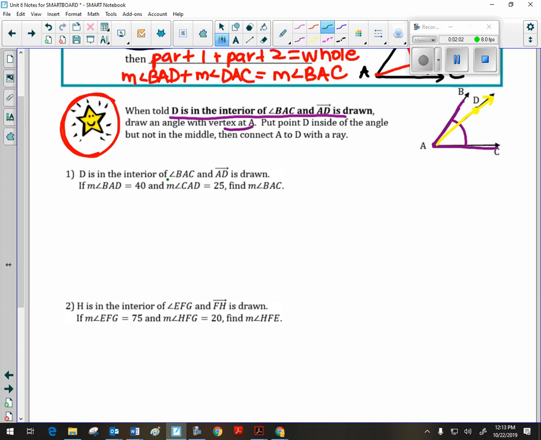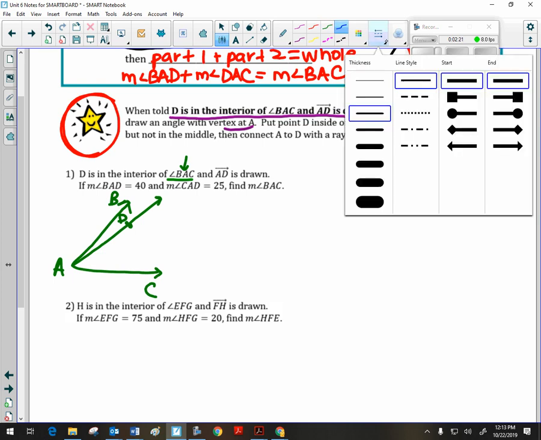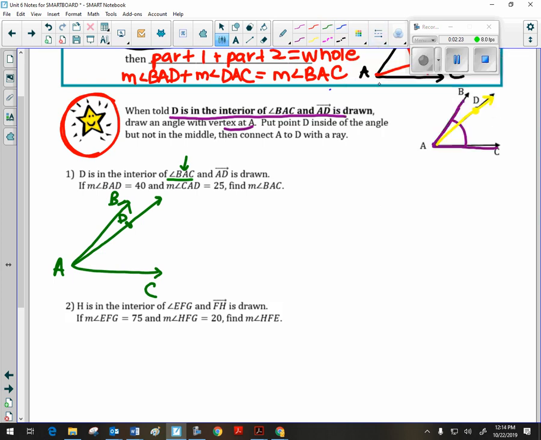D is in the interior of this angle, so I'm going to draw this angle BAC. The vertex is always the middle letter, and point D sits somewhere inside this angle. I'll put it here. And I'm drawing a ray from A to D and keep on going. And what they tell me in this particular question is that angle BAD, that's this angle, is 40 degrees. And angle CAD, that's this angle, is 25 degrees.